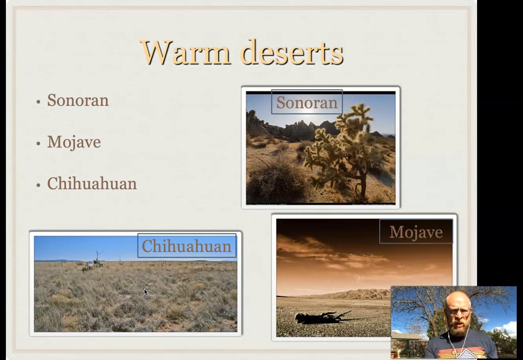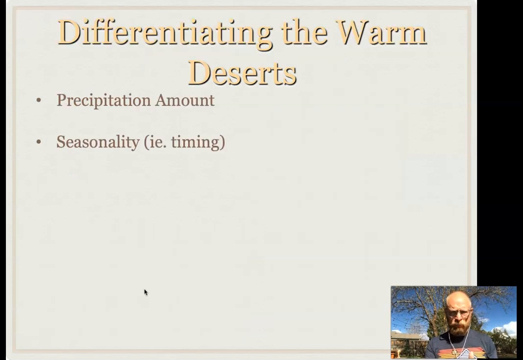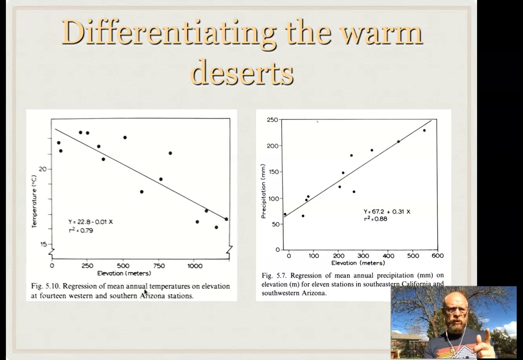Now let's talk a little bit about the warm deserts and what differentiates them. It's both the amount and the seasonality of precipitation that cause these deserts to be different and have different vegetation. If we look at the left hand figure, we have the elevation and temperature, and we know there's a tight correlation between these things. The symbols in this figure represent data from the 3 warm deserts.